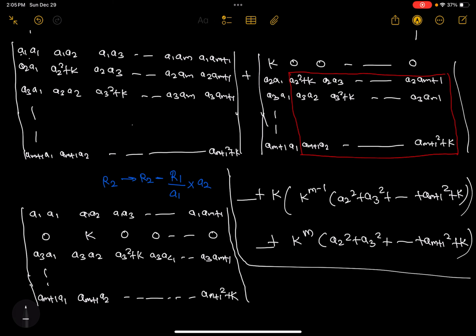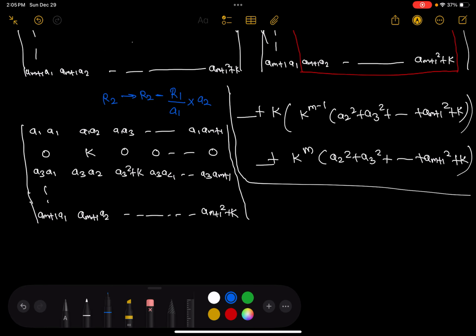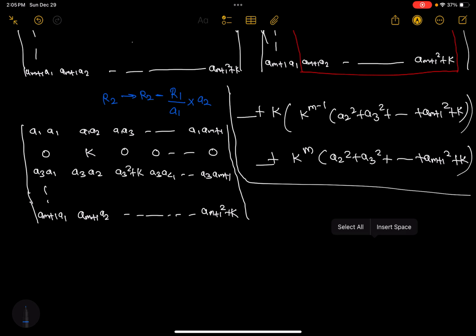Now again perform the next row operation, which is the fact that I can also use this again. I perform row 3 becoming row 3 minus row 1 by a1 into a3. Now I guess you can guess what happens, right?